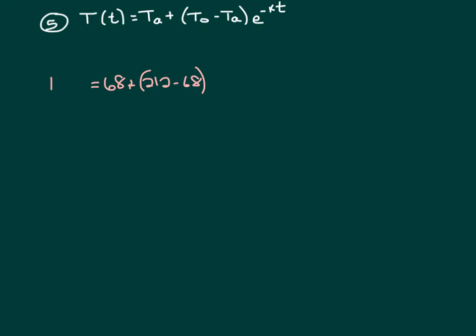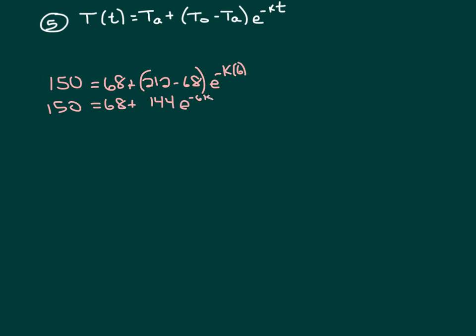So we'll have 150. And then e, I'm going to leave it as negative k because that's what we're looking for, the k. And the time we said was 6 because 6 minutes has passed. Okay, so I'm going to rewrite this as 150 equals 68 plus, well, 212 minus 68 is 144. And I'm going to bring down the e to the negative k times 6, which is negative 6k.